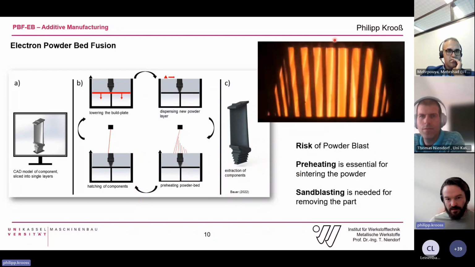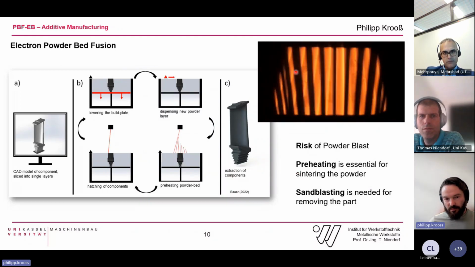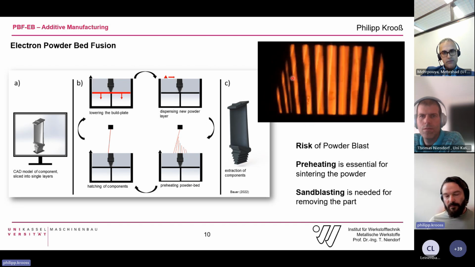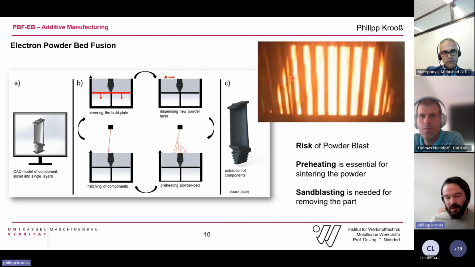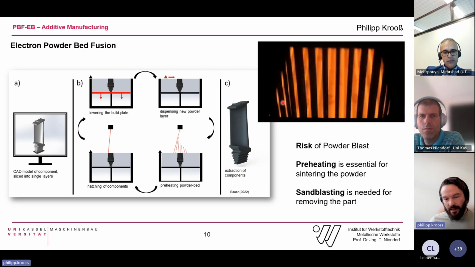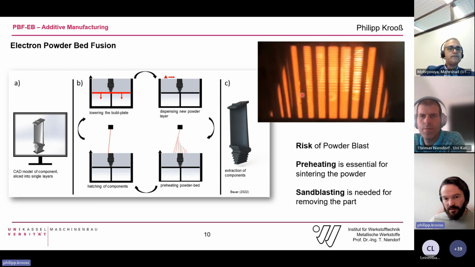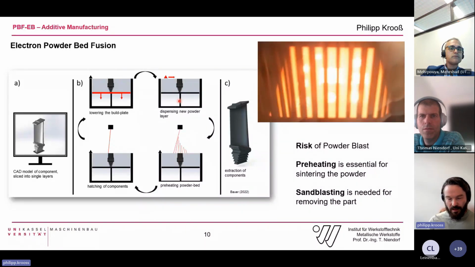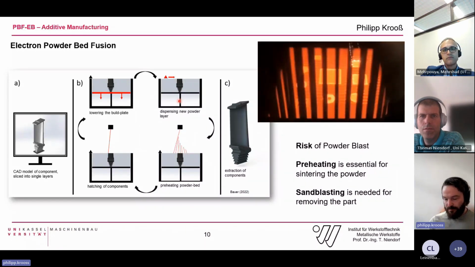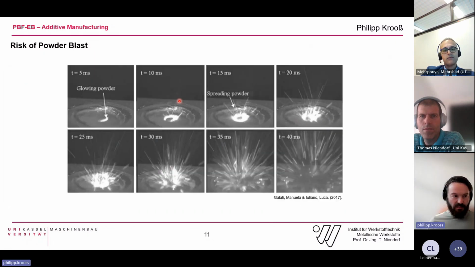You can see a video. This is now the preheating sequence. So the powder is preheated, pre-sintered, and we can raise the temperature in the chamber. And then the electron beam is very fast. Now it's melting the material. And in between, you see these lines. It's still heating the material. And the electron beam seems to be everywhere at the same time. This opens up different possibilities.